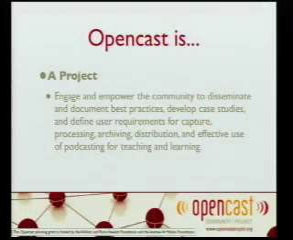It's also a project, and that's really where a lot of the most recent activity is coming in, and that's where this open house comes in. And that's the bringing together in a very active way the community to start documenting best practices, disseminating them, developing case studies so that we can all learn from each other in a more systemic and scalable way, and define what those user requirements are, not just our requirements, but the user requirements for capturing, processing, archiving, distribution, and also that effective use of podcasting for teaching and learning.